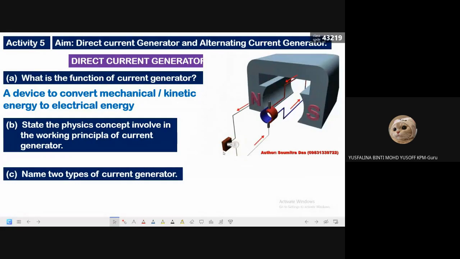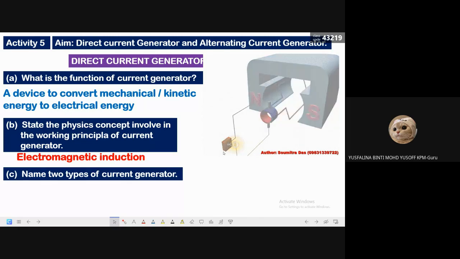The energy that causes the movement or makes the object move. Okay, so that's the meaning of kinetic energy. So kinetic energy to electrical energy. State the physics concept involved in the working principle of the current generator.